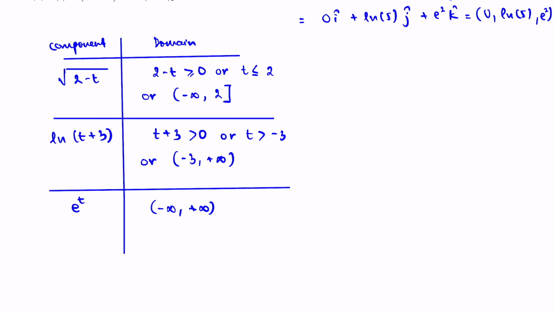And the domain of the vector value function, again, is the intersection of these three domains. So therefore, you can conclude that the domain of r of t is going to be from negative 3 to 2, and including the endpoint 2. Again, this is the domain of the vector value function, which is the intersection between these three domains.